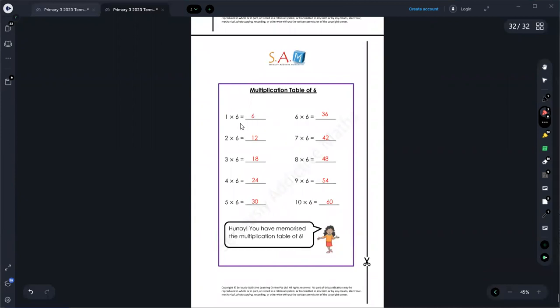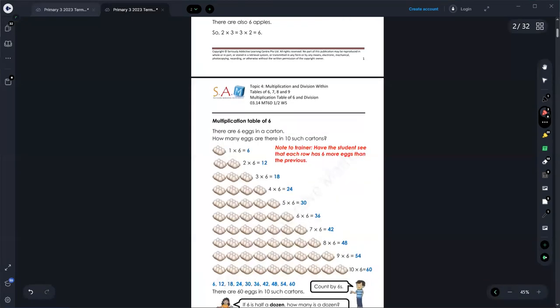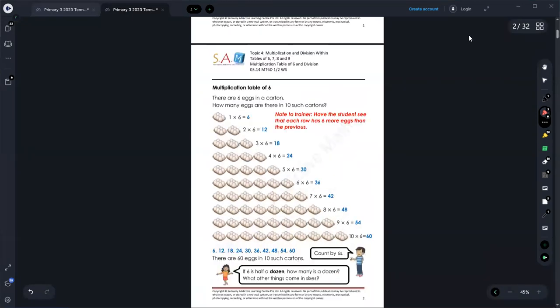You can actually get them to fill in this form here. They can learn from here, or they can learn from this page as well. It's up to them. And that's it. Thank you.